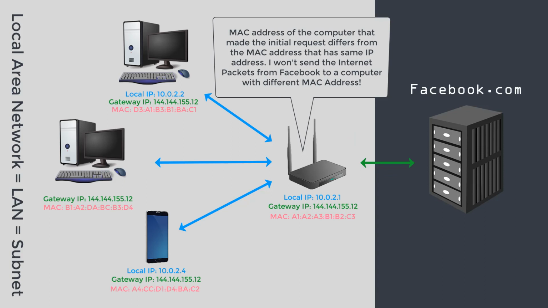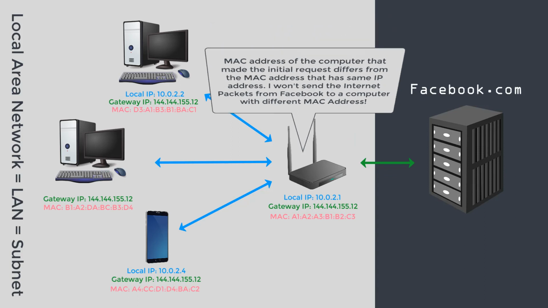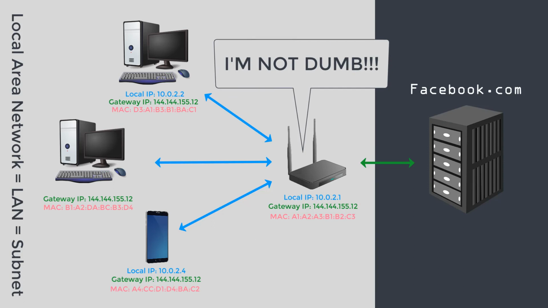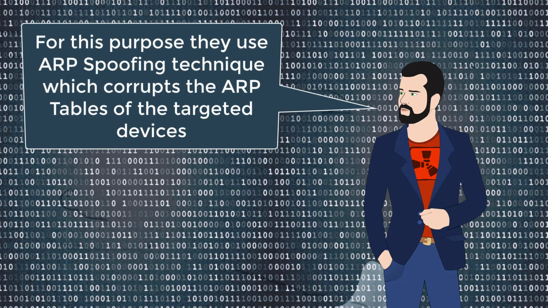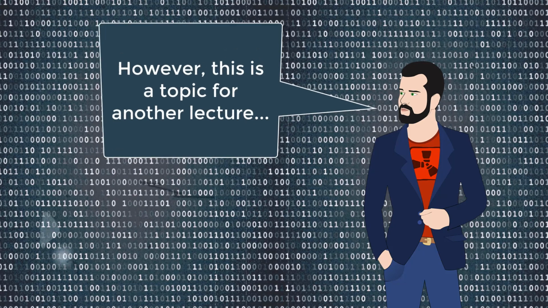So now you know that your router isn't just a piece of dumb plastic. It's actually a complex device that does a lot of stuff in the background. Probably you've heard that hackers can intercept data packages that are not intended for them. Well, for this purpose they use the ARP spoofing technique, which corrupts the ARP tables of the targeted devices. But this is the topic for another lecture. Now it's more than sufficient for you to understand the principles of how a network works, and that hackers can in fact bypass network security and redirect traffic to their own devices.